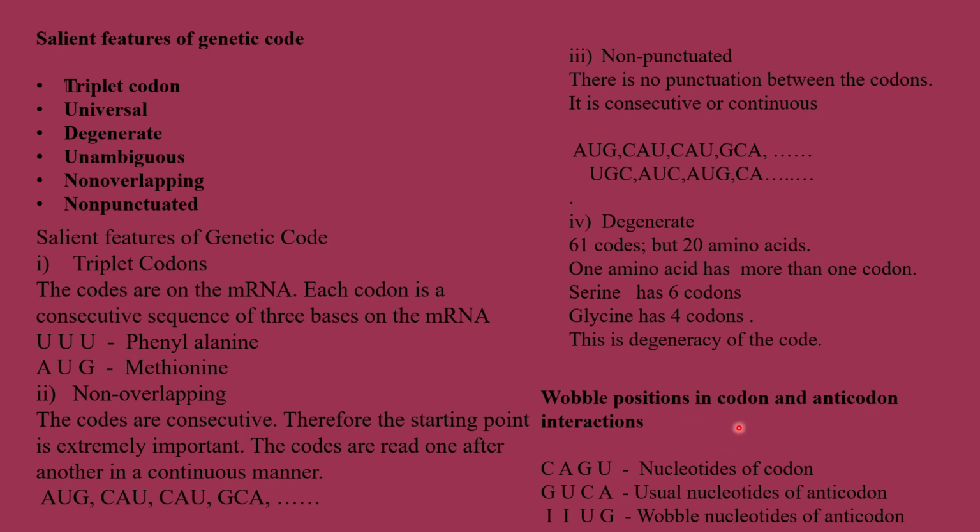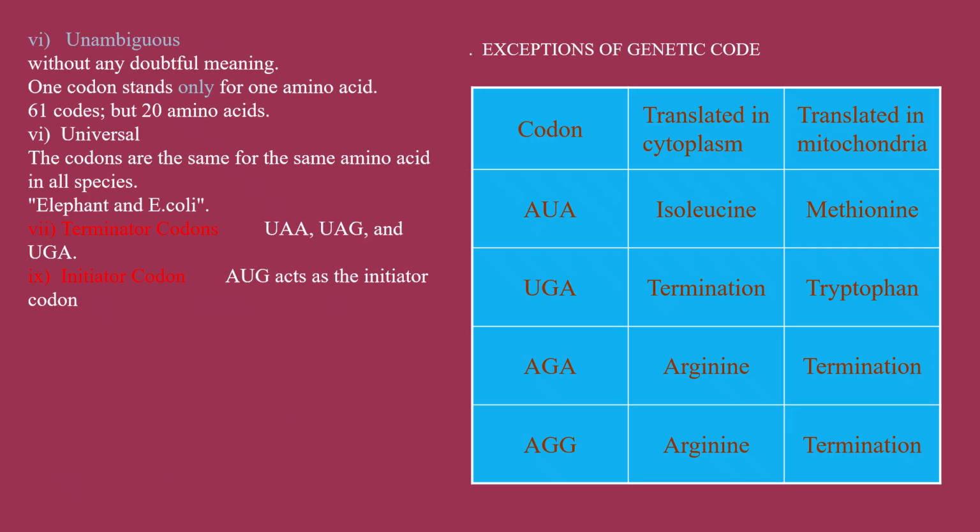Then wobble position in the codon and anticodon interaction, like C, A, G, U nucleotides of codon, then G, U, C, A usual nucleotides of anticodons, and isoleucine, U, G, wobble nucleotides of anticodons. Then the next feature is unambiguous, meaning without any doubtful meaning. One codon stands only for one amino acid. Next property is universal. Codons are the same for the same amino acid in all the species.